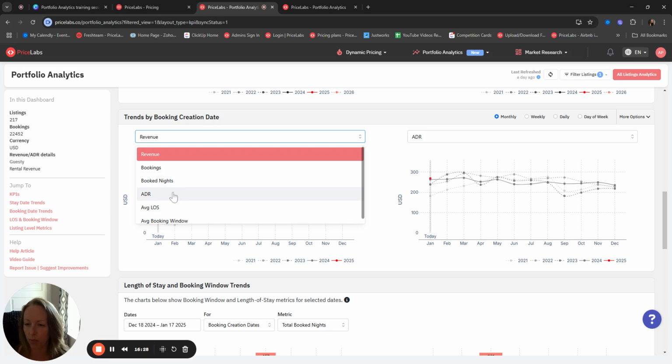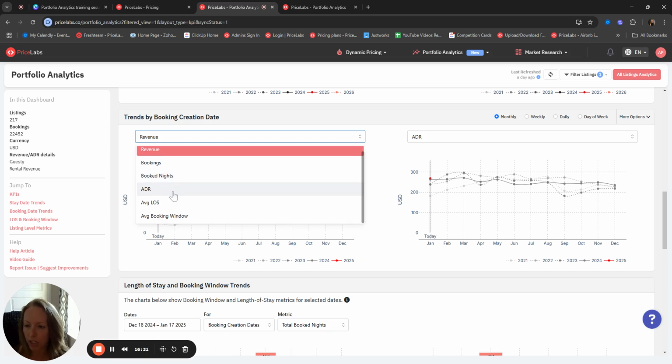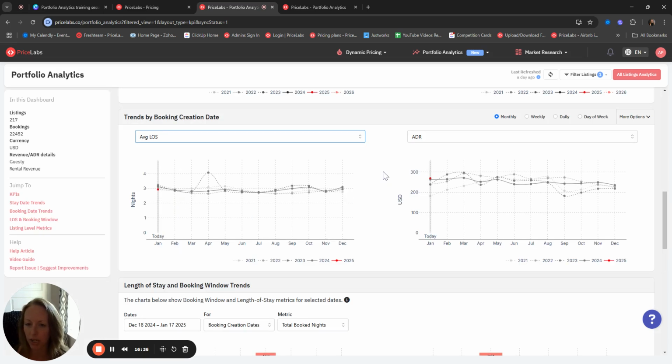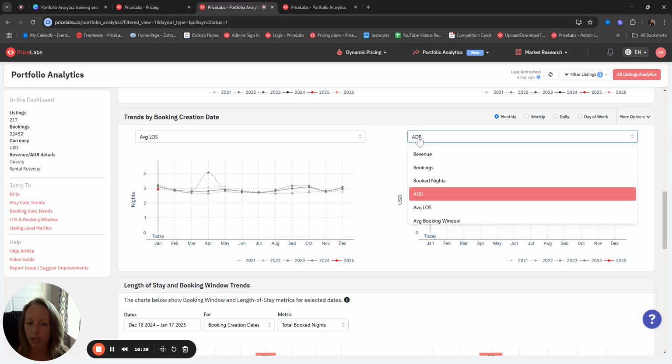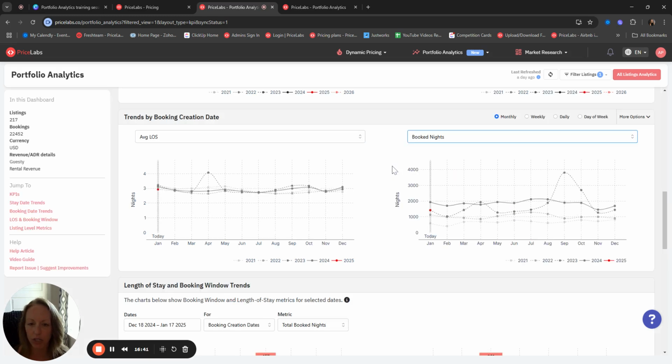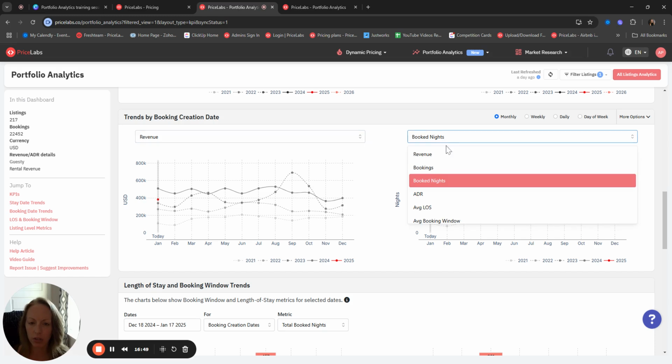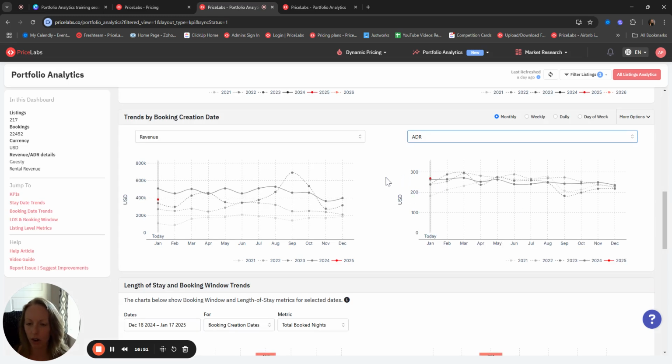I would argue that maybe RevPAR is not an option, but average length of stay might be a good option to take a look at, in case your booked nights is starting to fall down or peak or whatever. You might want to take a look at how that's panning out together. But going back to revenue and ADR, if you're anticipating certain goals for booking creation dates, it's something to keep in mind and see if there are any anomalies happening, right?